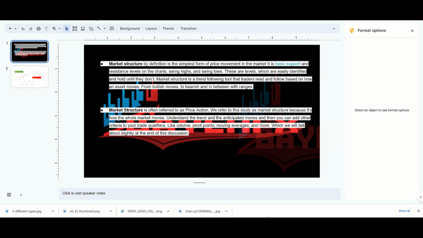Market structure is often referred to as price action, right? We refer to this study as market structure because this is how the whole market moves. Understanding the trend, you anticipate moves, and then you can add other criteria to your trade qualifiers like volume, pivot points, moving averages, Fibonacci, which we'll talk about later, right?